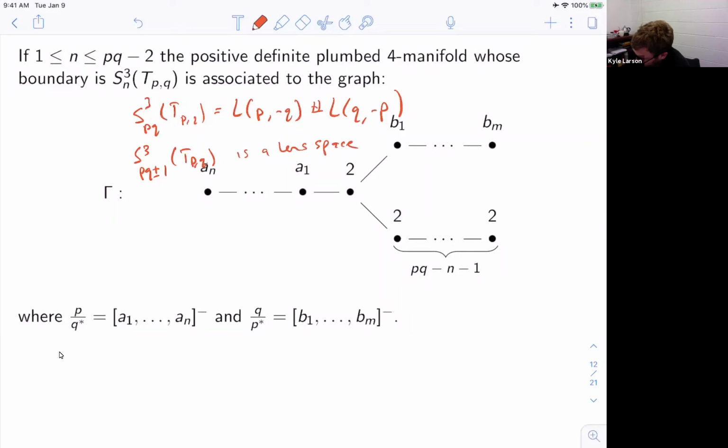What's left is the situations where n is not in either of these, and there are 2 situations. n could be less than or equal to PQ minus 2, or it can be greater than or equal to PQ plus 2. These are analogous arguments; they're not identical, but they're similar. Today I'm just going to focus on the particular case when n is less than or equal to PQ minus 2. In this case, the corresponding plumbed 4-manifold is given by this graph. Maybe let me erase so this is not crowded.